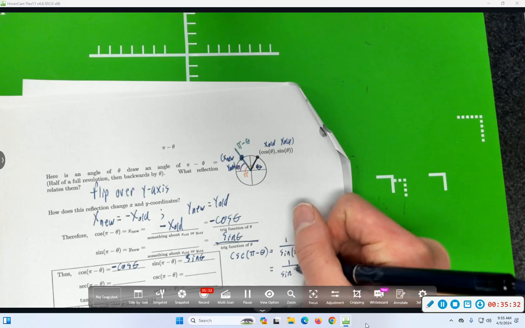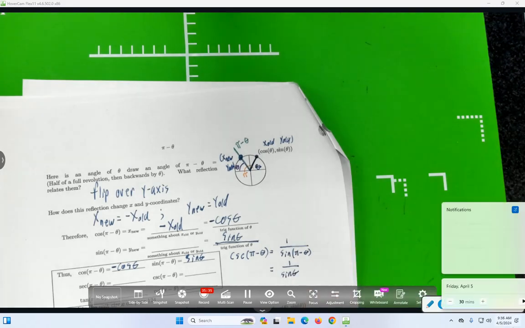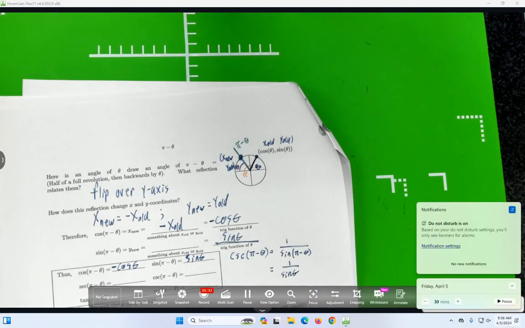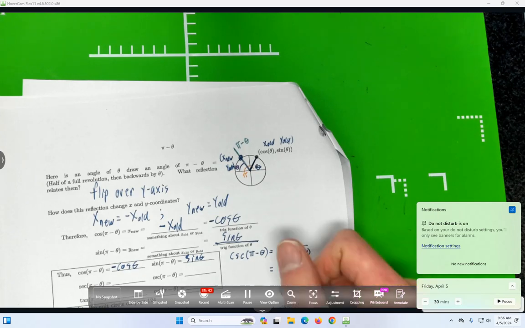Oops, that shouldn't have turned on the screensaver already. All right, and what is 1 over sine of theta? Nice.